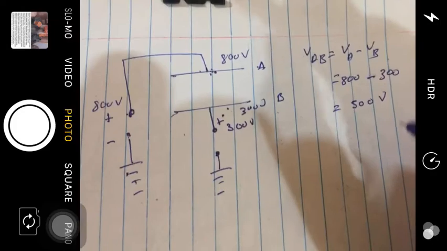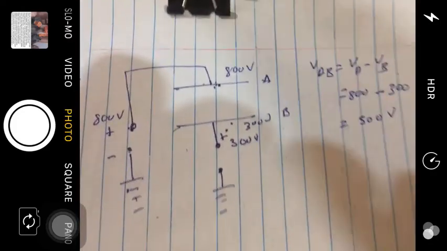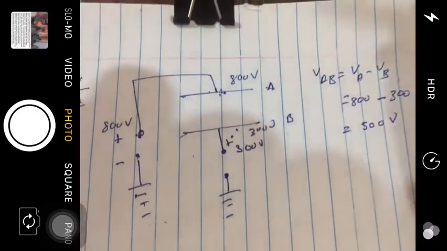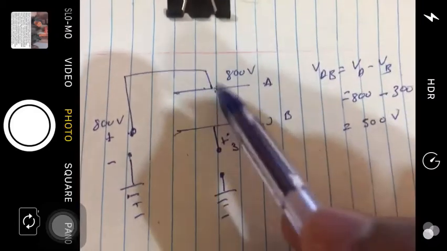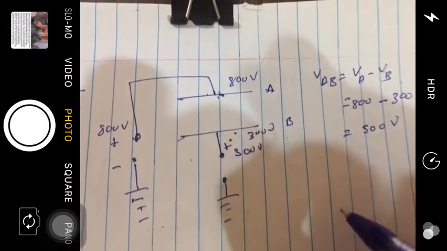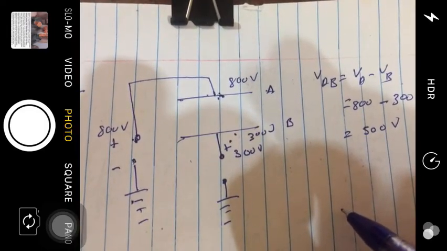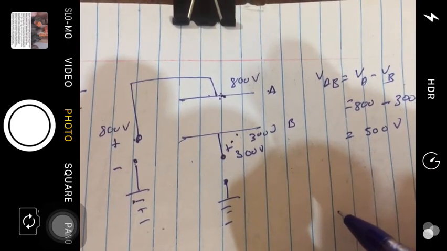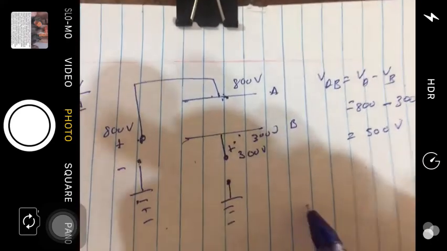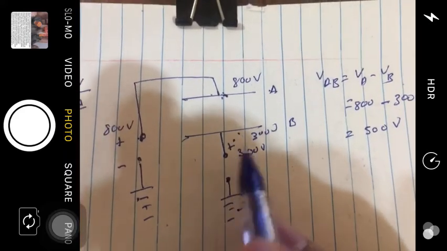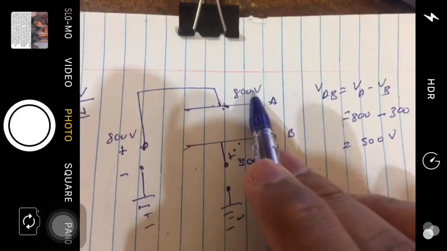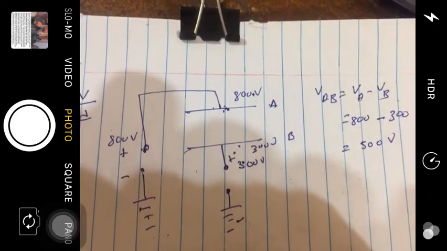These things in detail we will study in DC circuits, the next topic, but you can make it out from your common sense or GCSE knowledge. There is a common ground, so both of these are connected to earth. Then this one is kept at 300 volts, this is kept at 800 volts, so the difference is 500 volts.